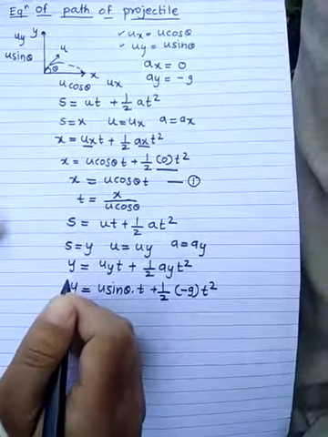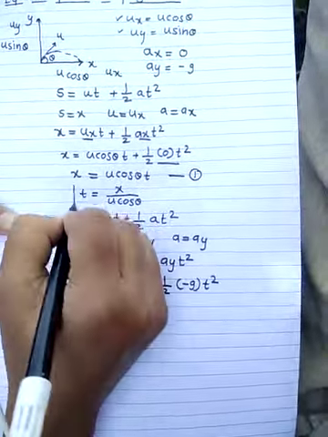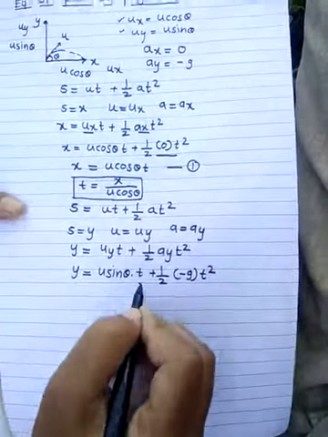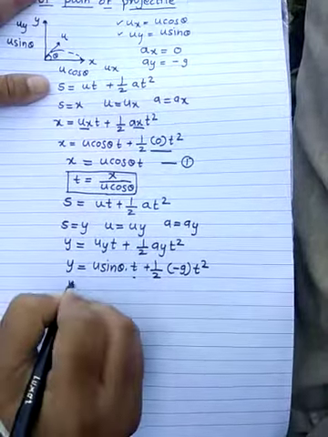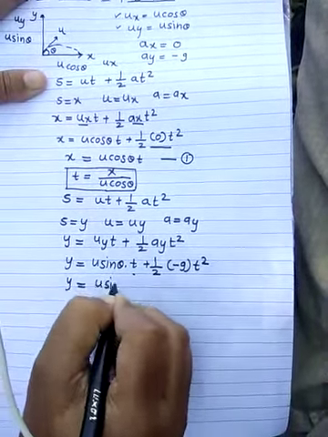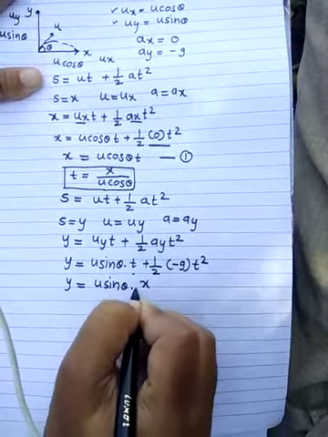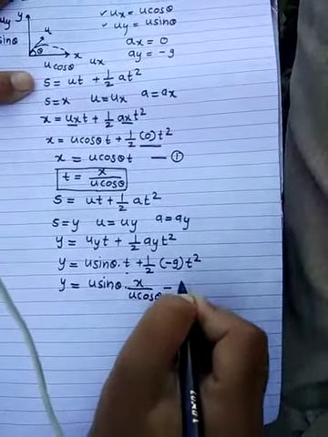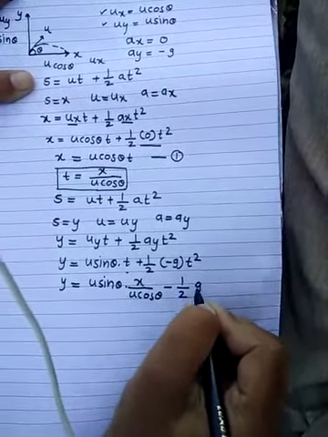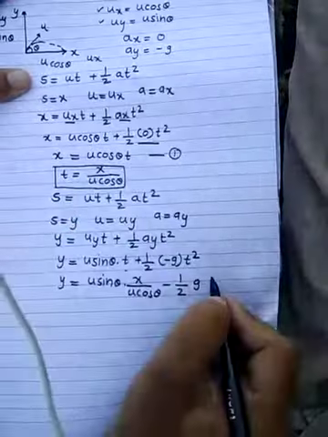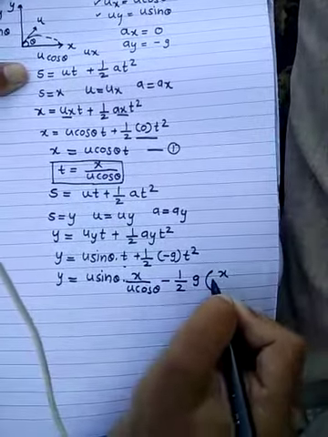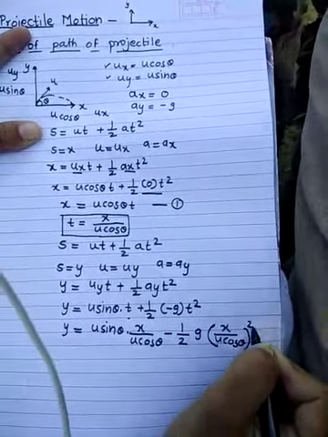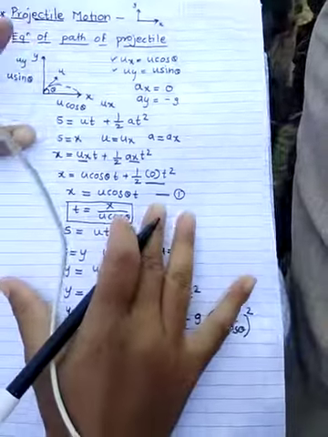Now we have already found the value of t. t equals x upon u cos theta. Put the value of t here. So y equals u sin theta into x upon u cos theta, minus half g, and t square is the square of x upon u cos theta, in a bracket squared.